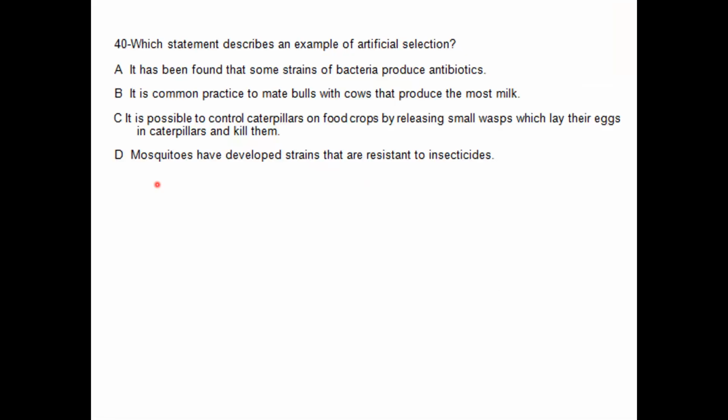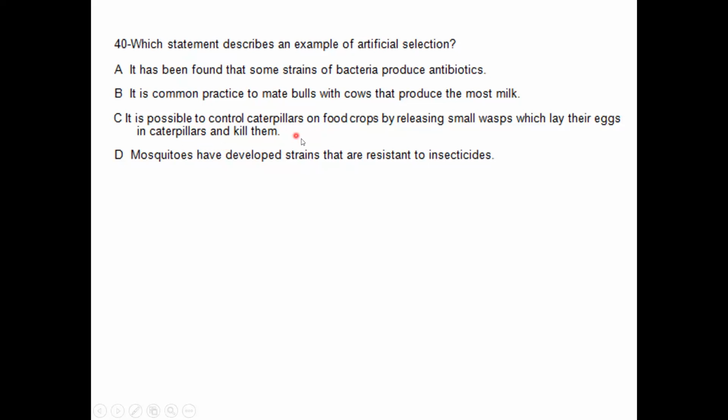Here is a question: which statement describes an example of artificial selection? It has been found that some strains of bacteria produce antibiotic that is not controlled by human, that is natural selection. It is common practice to mate bull with the cow that produce the most of the milk. Yes, that is. It is possible to control caterpillar on food crop by releasing small wasps which lay their eggs in caterpillar and kill them.